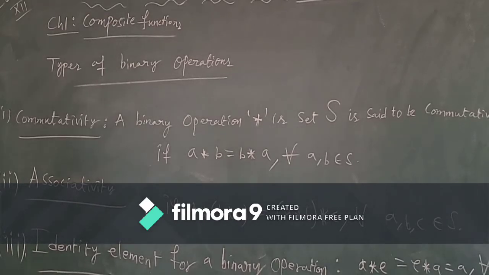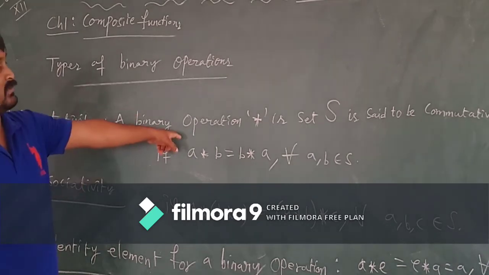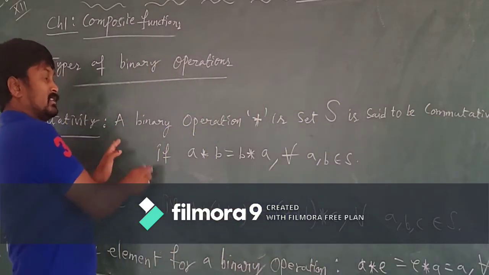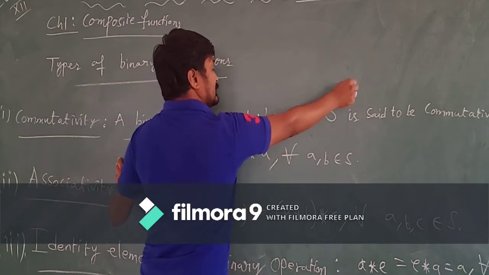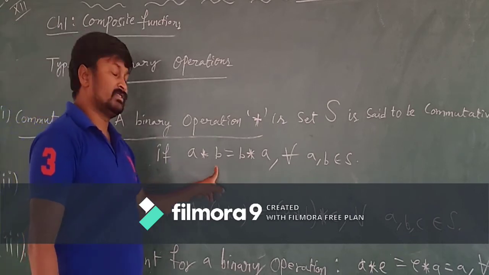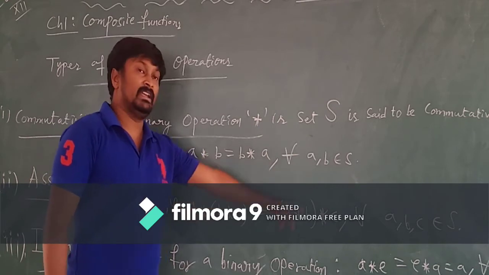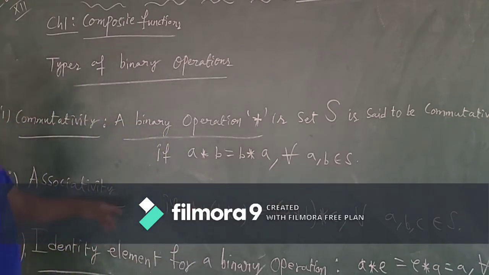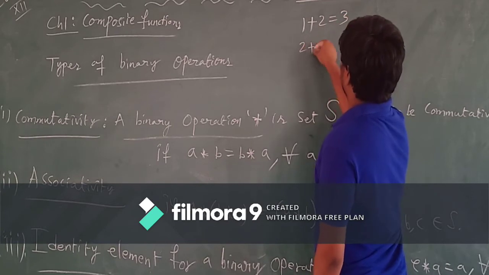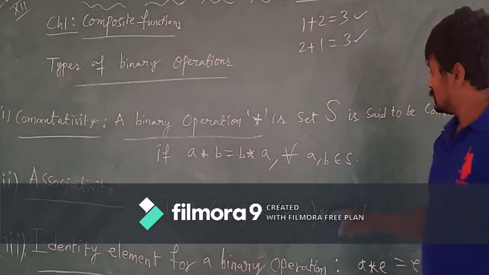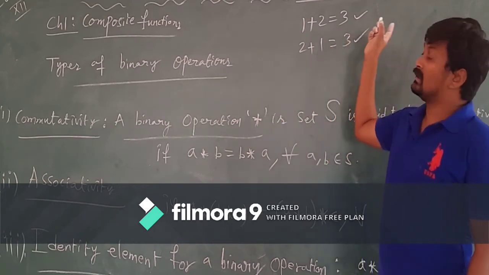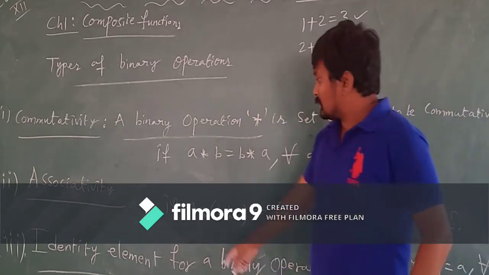The first is commutativity. A binary operation star on a set S is said to be commutative if and only if A star B is equal to B star A for every A, B belongs to S. Let me check one example. 1 plus 2 is equal to 3 and with the order changed, 2 plus 1 is equal to 3. Both results are 3 only. So when you change the order and still get the same result, that is called commutativity. It is the same as for whole numbers and natural numbers.